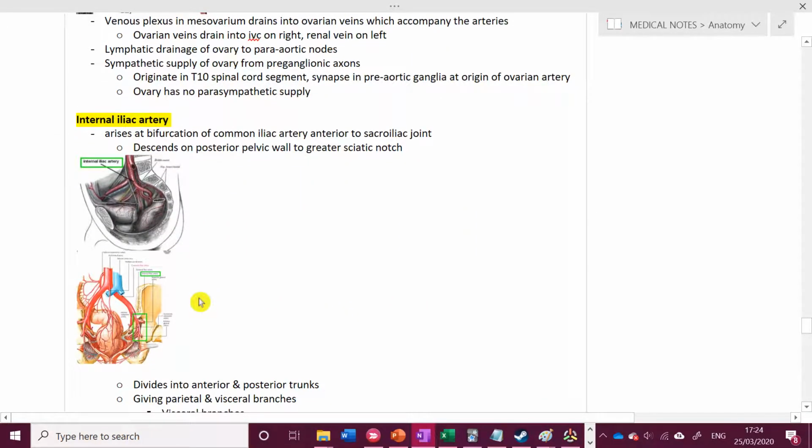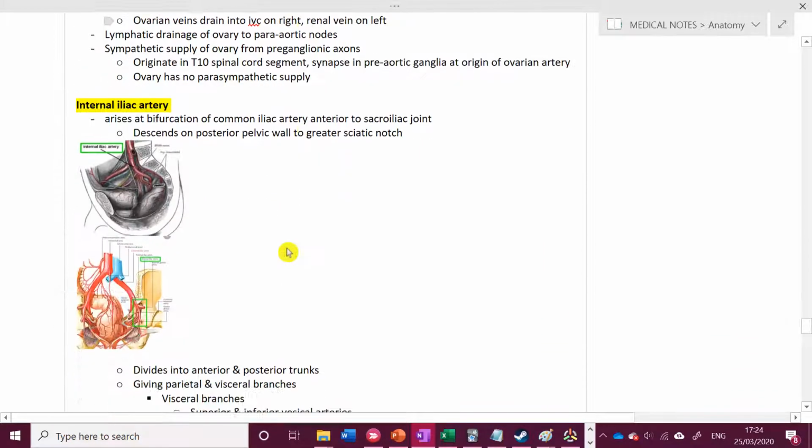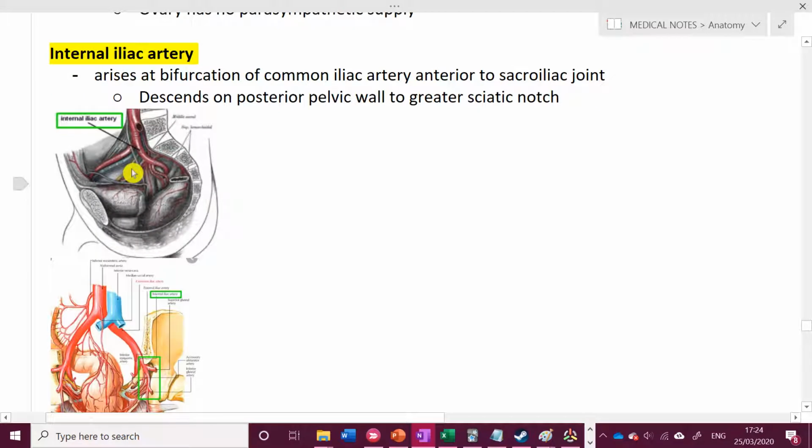The internal iliac artery is what supplies the pelvic region and the pelvic viscera. So we've looked at several branches which supply the individual organs, but we can look at the whole thing by itself. It arises at the bifurcation of the common iliac artery anterior to the sacroiliac joint, the bifurcation here, and it descends on the posterior pelvic wall to the greater sciatic notch, which is a notch in the sciatic foramen in the pelvis.